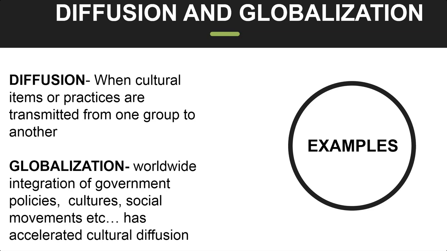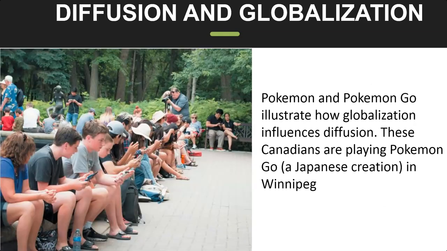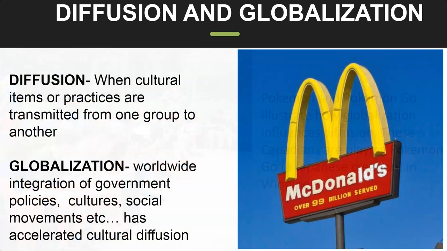Let's look at two other concepts in culture: diffusion and globalization. Diffusion is when cultural items or practices are transmitted from one group to another. And globalization is the worldwide integration of government policies, cultures, social movements that's accelerated cultural diffusion. Let's look at some examples. We've seen it with Pokemon and Pokemon Go. This is a perfect illustration of how globalization influences diffusion. These Canadians are playing Pokemon Go, a Japanese creation, in Winnipeg.